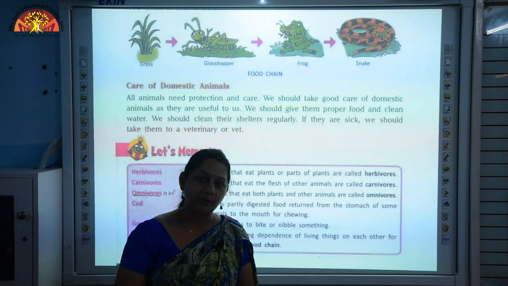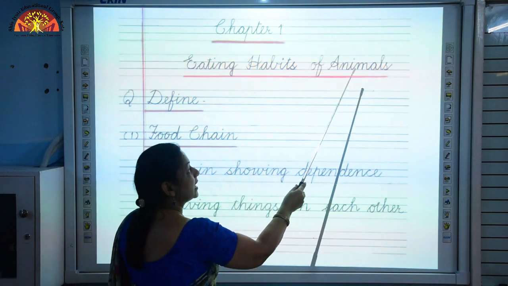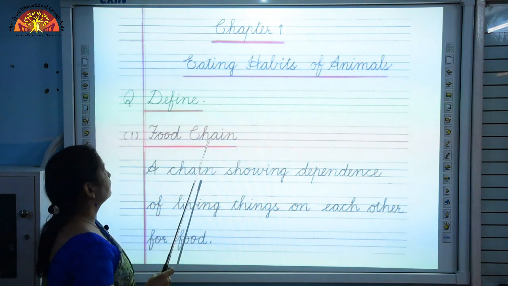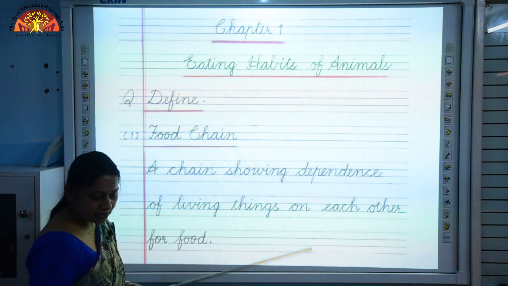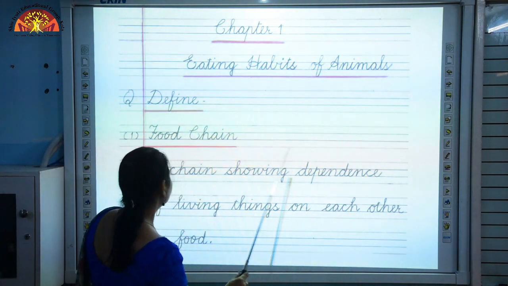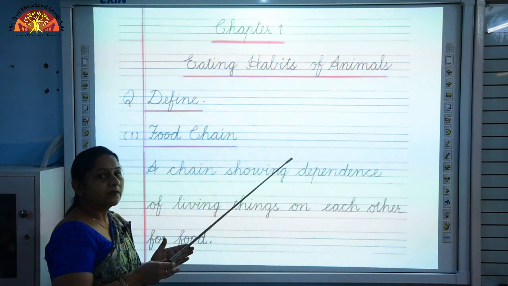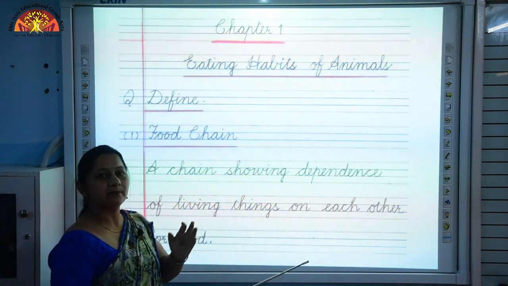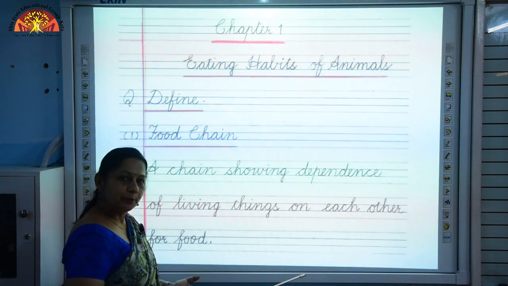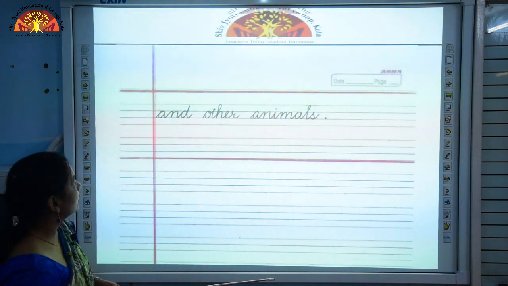Now let us take up the copywork, children. We are going to discuss the copywork of chapter number 1, eating habits of animals. On each and every page, children, you are going to draw the red margins as shown. The first question is definitions, in which the first definition is of food chain. What is a food chain? It is a chain showing dependence of living things on each other for food. As we have discussed, the grass is eaten by the deer and the deer is eaten by the lion. So this shows a food chain where the other animal is dependent on the previous one for its food.